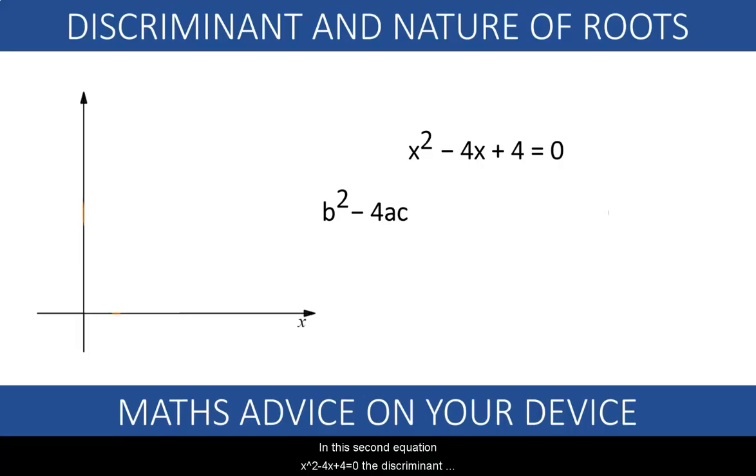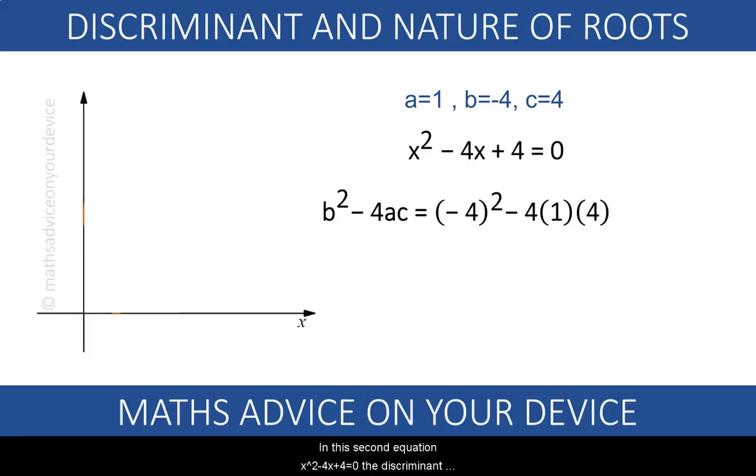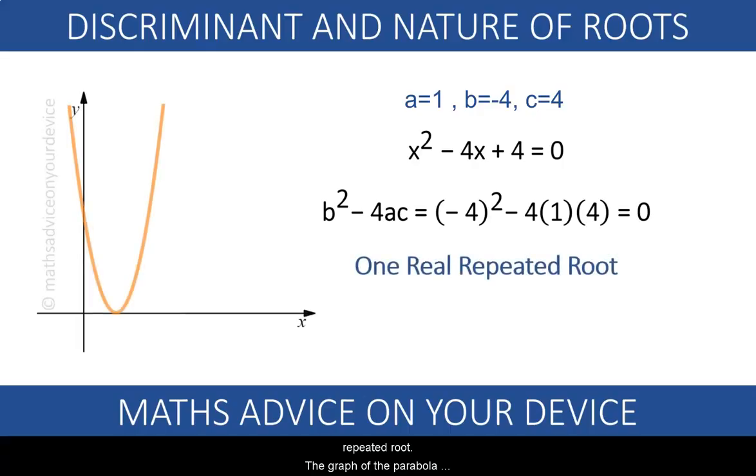In this second equation, x squared minus 4x plus 4 equals 0, the discriminant b squared minus 4ac is 0. The equation has one real repeated root. The graph of the parabola touches the x-axis at one point only.